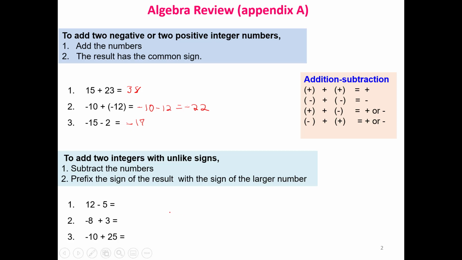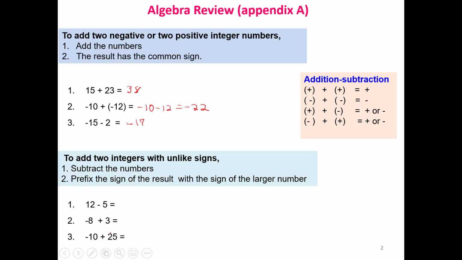If we want to add two integer numbers with unlike signs, we have to subtract the numbers, and the result depends on the sign of the larger number. Again, if we add two integer numbers with unlike signs, we always need to subtract the numbers, and the sign of the result depends on the sign of the larger number. The sign of the result can be positive or negative, depending on the sign of the larger number.